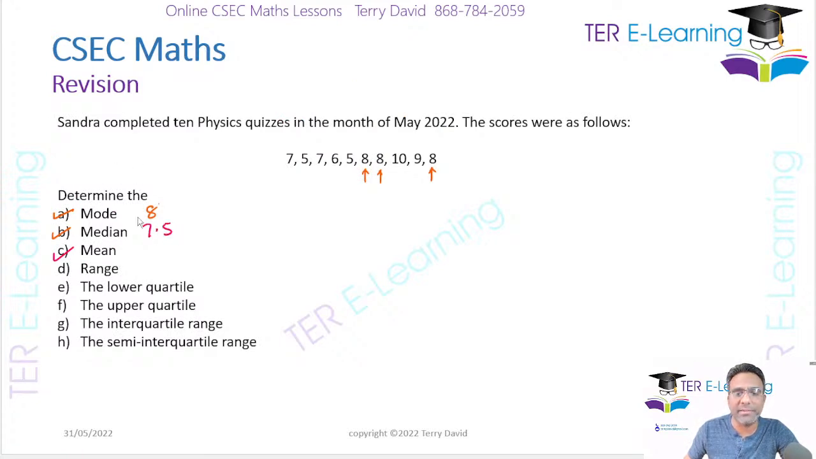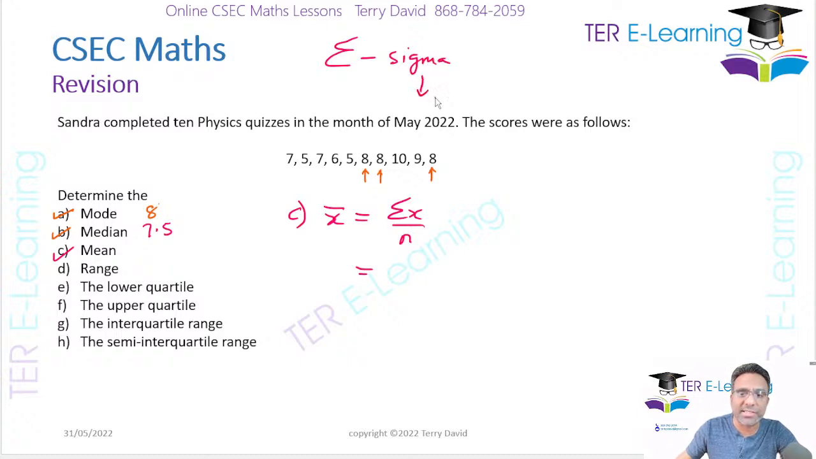The next thing we want to find, part C, is the mean. Some of you may know this terminology. Mean can be written as x bar, and that's equal to sigma x divided by n. Don't let the sigma confuse you. This symbol in maths is called sigma, and it means to sum something, or add something up. So what we're going to do is add up all our numbers, and then divide by 10, because you have 10 scores.